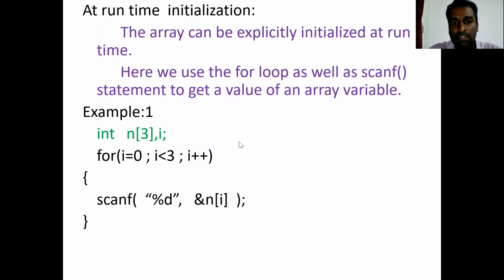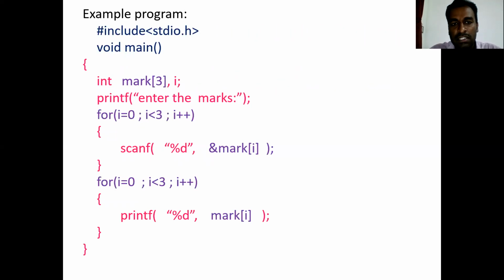This is the example for runtime initialization. Let's see another example for runtime initialization. So here int mark of 3. Here we're going to get 3 marks with the help of a for loop, for i equal to 0, i less than 3, i plus plus. In the scanf statement, I get the 3 marks. After getting the 3 marks, I just want to print the 3 different marks.